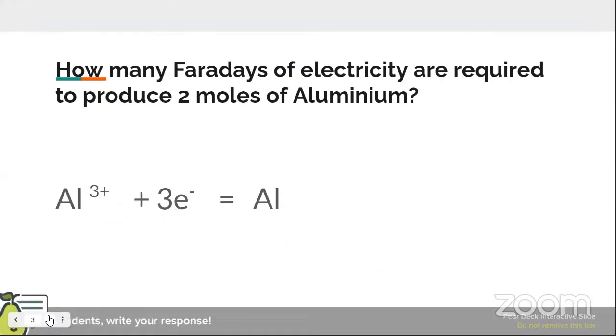All right, quickly in the chat. How many Faradays of electricity are required to produce 2 moles of aluminium metal, given that Al3+ + 3e- gives us Al? Talk to me. Write in the chat.